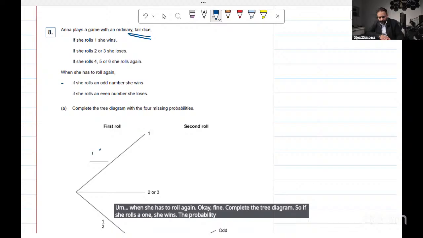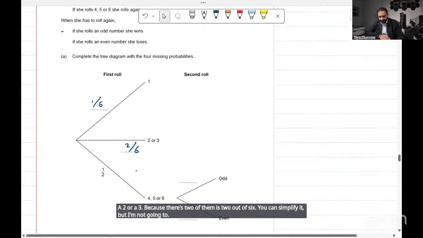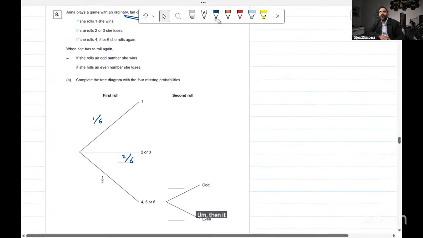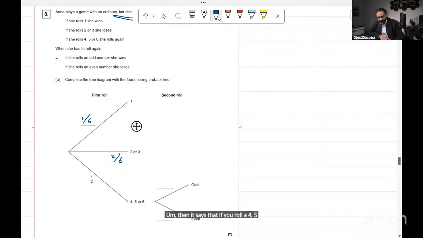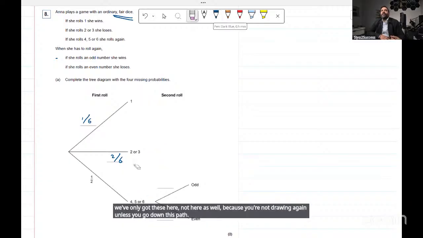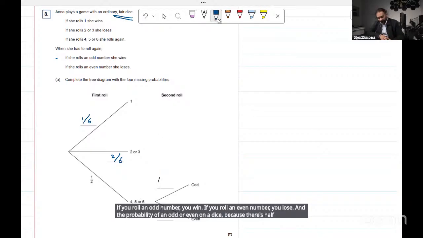The probability of rolling a 1 on a dice is 1 out of 6. A 2 or a 3, because there's 2 of them, is 2 out of 6. You can simplify it, but I'm not going to. And 4, 5, or 6 are 3 out of 6, which has been simplified to a half. Fine. Then it says that if you roll a 4, 5, or 6, you roll again. That's why we've only got these here, not here as well, because you're not rolling again unless you go down this path. If you roll an odd number, you win. If you roll an even number, you lose. And the probability of an odd or even on a dice, because there's half and half, is half and half.